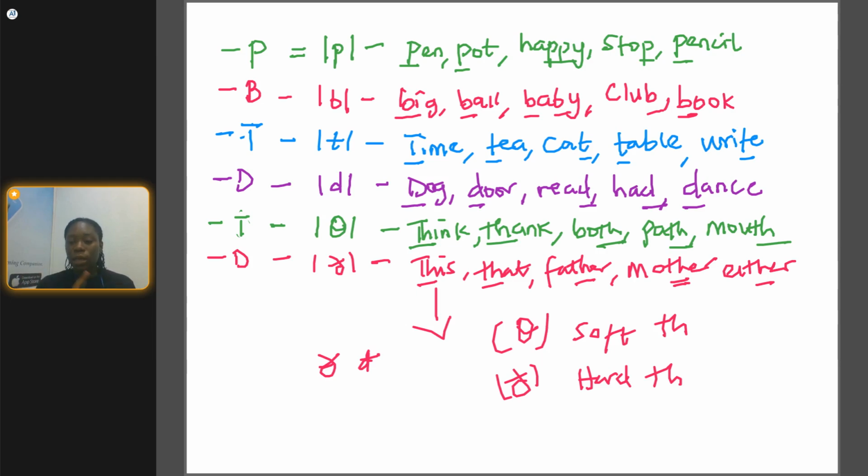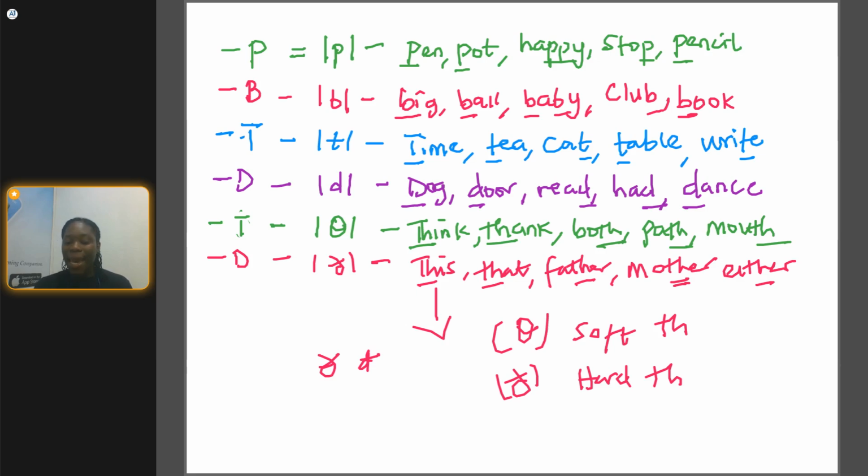We looked at letter B, giving us the sound b. We looked at letter C, giving us the sounds k and s. All right, we looked at letter D, giving us the d sound and the two th sounds. All right. We looked at letter F, giving us the f sound. We looked at letter G, giving us the g sound and the j sound. We looked at letter H, giving us the h sound. We looked at letter J, also giving us the j sound.